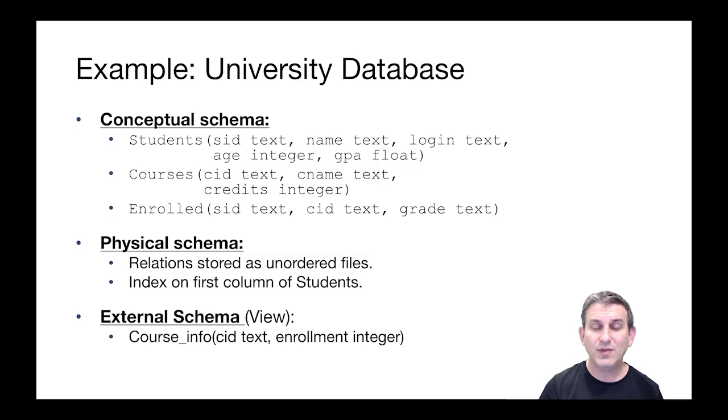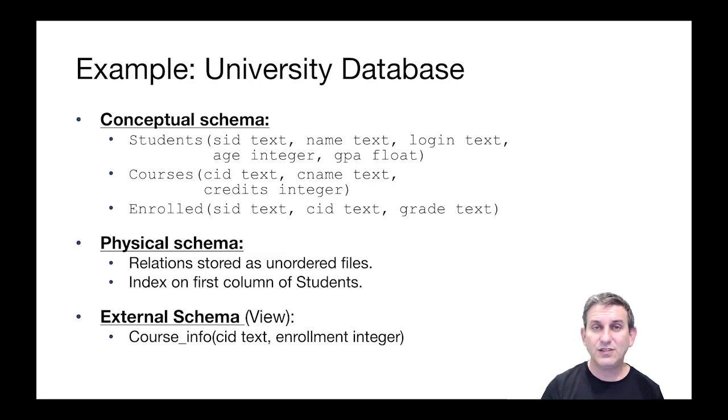The conceptual schema is just three tables: students, courses, and enrolled. The physical schema might be that the relations are all stored as unordered files, as heap files, and there's a B tree index on the first column of students, SID. Meanwhile, we might have an external schema, a view, of course info, which only has two columns, the course ID and the total enrollment per course.